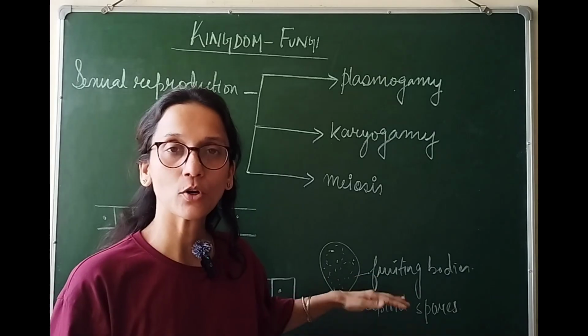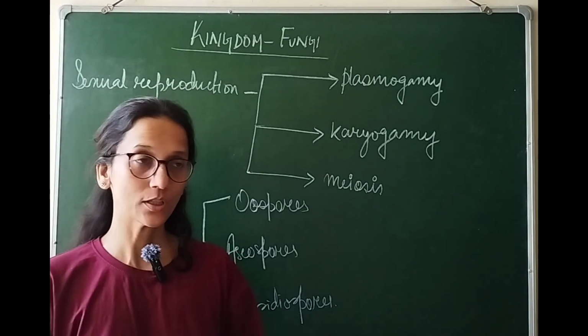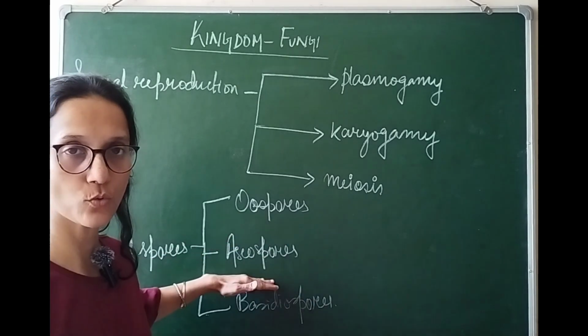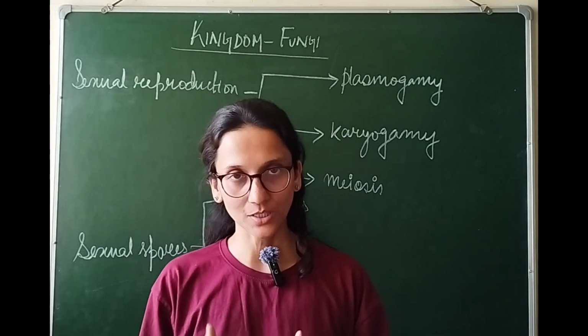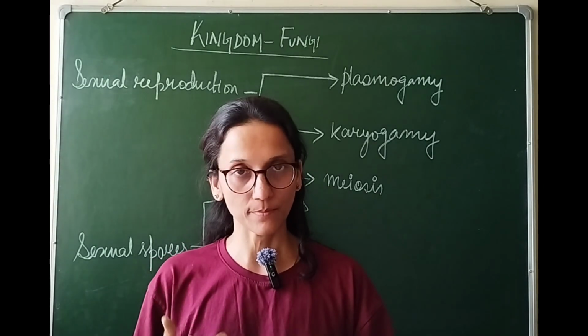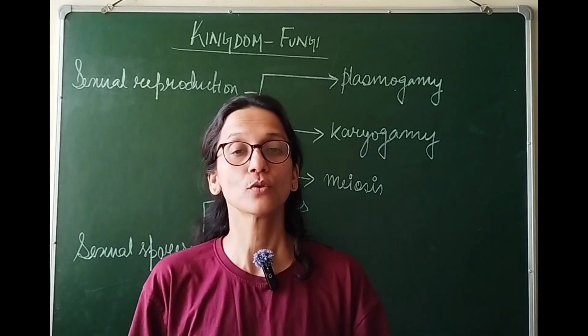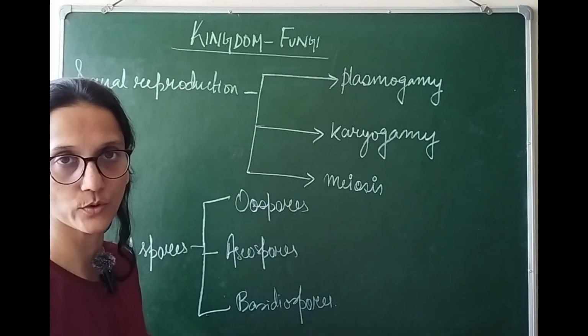And soon the fruiting body is going to be filled up with sexual spores. Three types of sexual spores are oospores, ascospores and basidiospores. So we understood the method of sexual reproduction in case of kingdom fungi, followed by three steps: plasmogamy, karyogamy and meiosis. And this meiosis produces the types of sexual spores, which are oospores, ascospores and basidiospores.